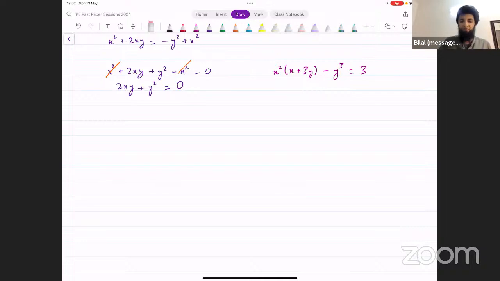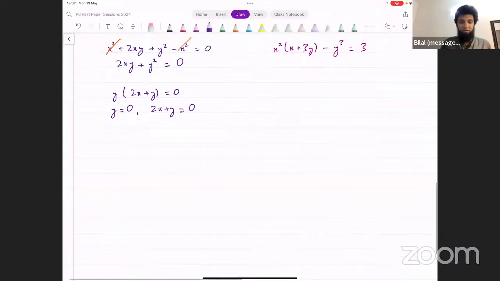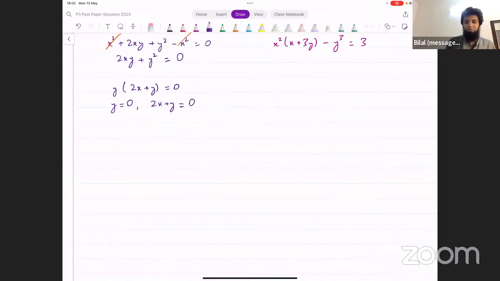What's the proper way of solving equations like these? You take y common, and that leaves you with 2x plus y inside. That means either y equals 0 or 2x plus y equals 0. These are the two possibilities that you've got. Okay. Now, we are getting y equal to 0, or we are getting y equal to minus 2x. Now, these are two things that you would go and input in that other equation.